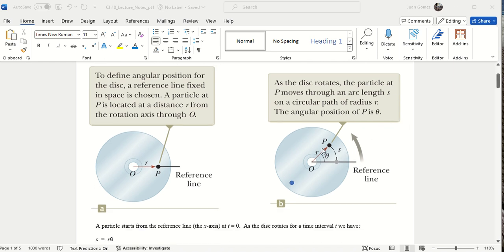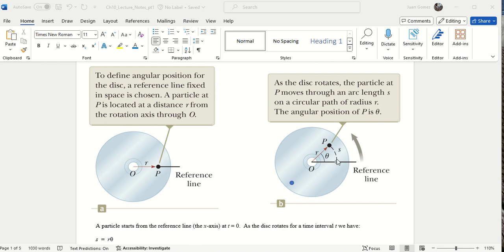Well, so let's look at a point on this disk called a point P. First, we have a reference line, typically the positive x-axis. So the point P, its initial position, is on the reference line. As the disk begins to rotate, and in this case that gray arrow indicates the direction of rotation, so it's rotating counterclockwise, the point P will move through an arc length S. The point P will move from the gray to right there.